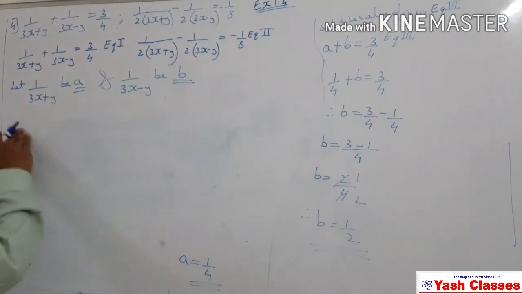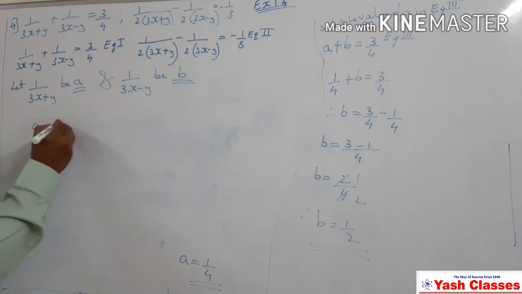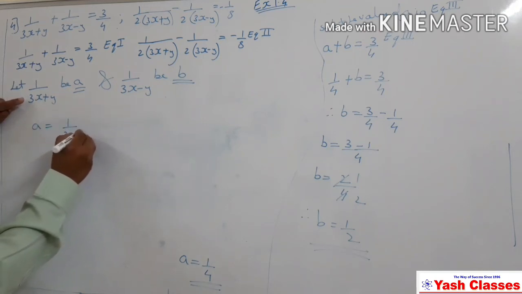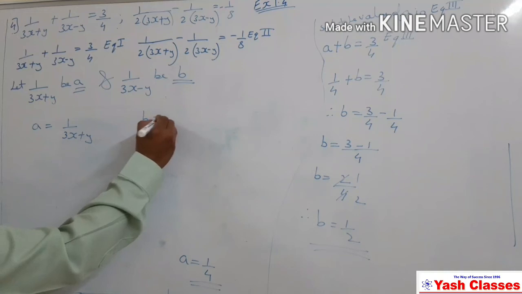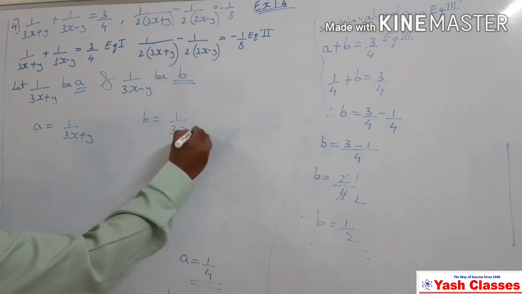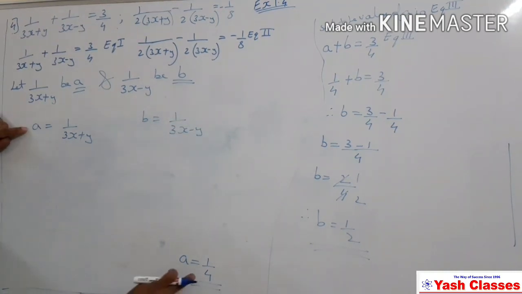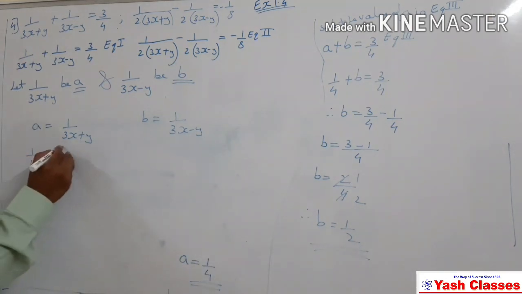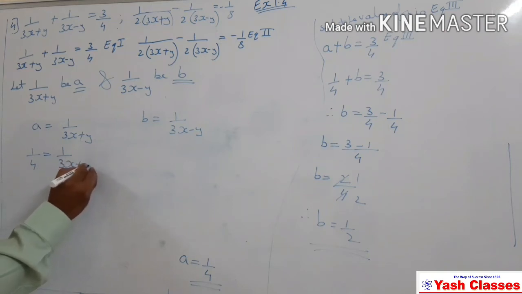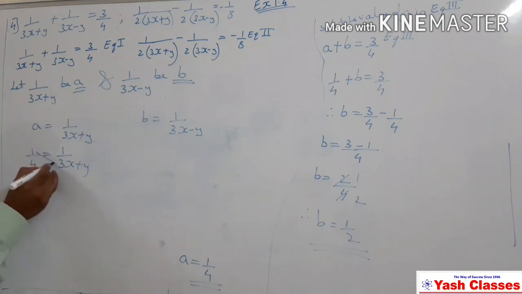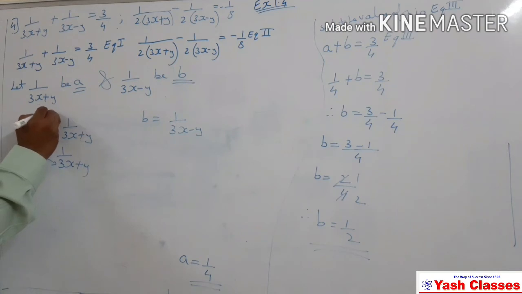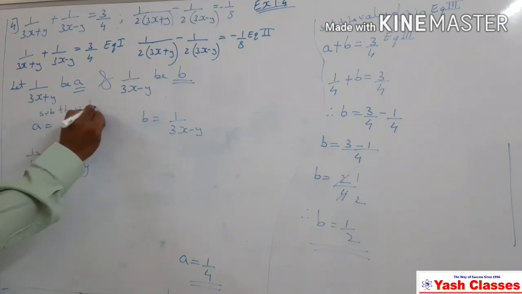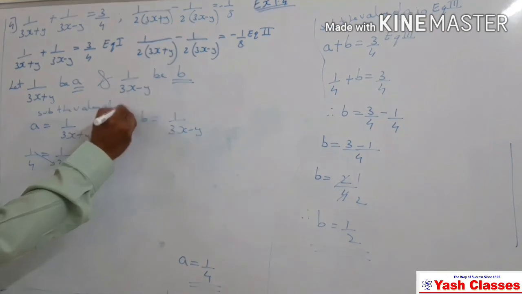Now see here, what we have taken, A is equal to 1 upon 3x plus y, and B is equal to 1 upon 3x minus y. A we got 1 upon 4. We have found A and B. So instead of A we are writing 1 upon 4 is equal to 1 upon 3x plus y. This as it is. Substitute the value of A and B.